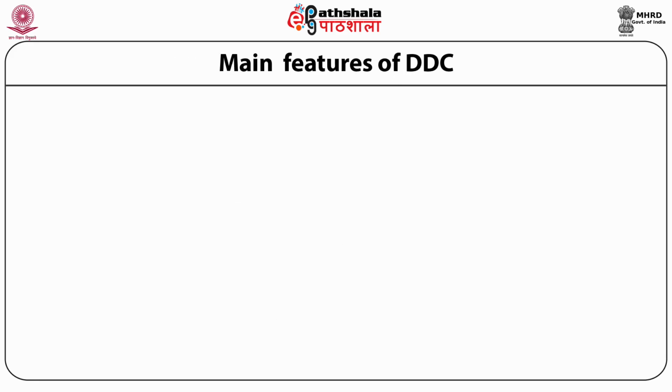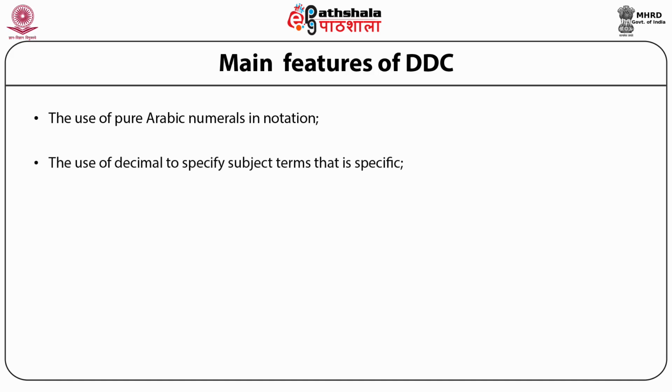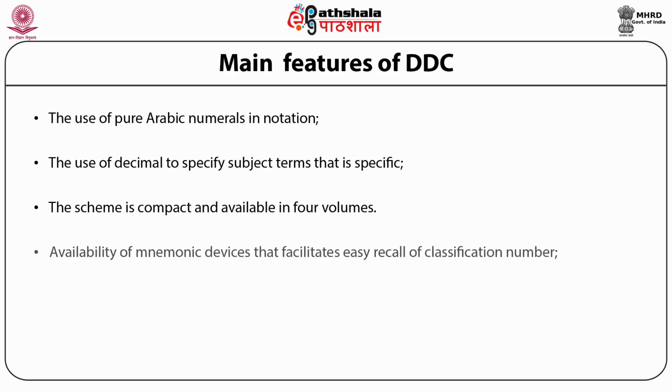Main features of Dewey Decimal Classification. Features are firstly the use of pure Arabic numerals in notations. Secondly, the use of decimal to specify subject terms that are specific. Thirdly, the scheme is compact and available in 4 volumes. Fourthly, availability of mnemonic devices that facilitate easy recall of classification numbers.